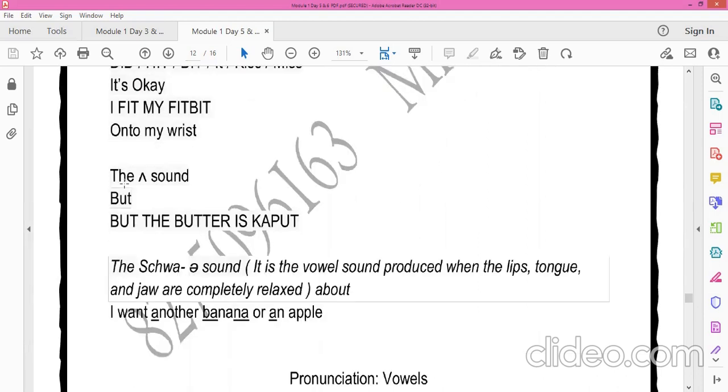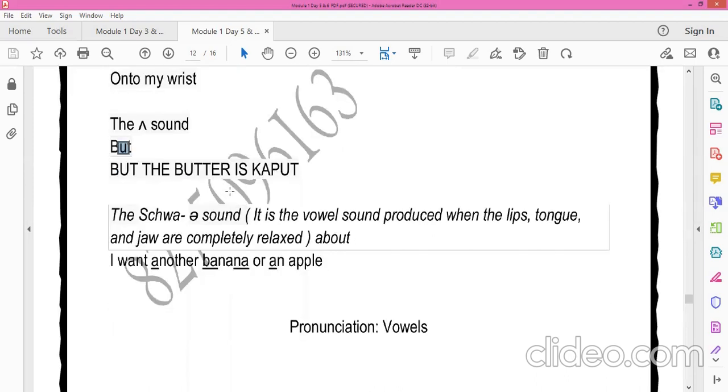Yes. This is the a sound. Here, this symbol is a. It is not the U sound. I can't say BUUT boot. No. But. Okay, butter. This is how.